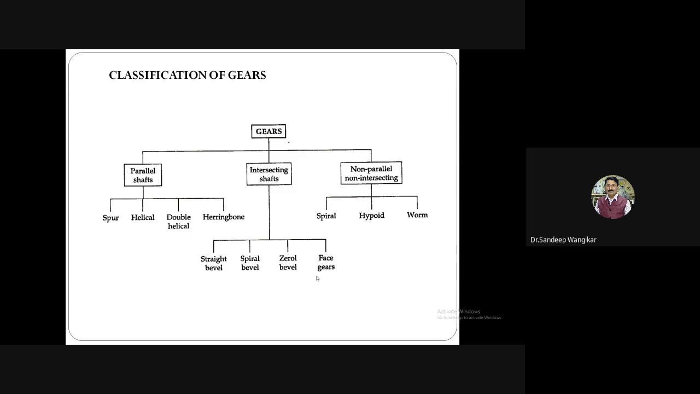Anyone can go for spur, anyone can go for helical, anyone can go for double helical. Each one has its advantages and disadvantages. For lighter application or less load transmitting capacity, spur gear is preferred. If higher RPM or more speed is required, then helical gear is preferred with some higher capacity.